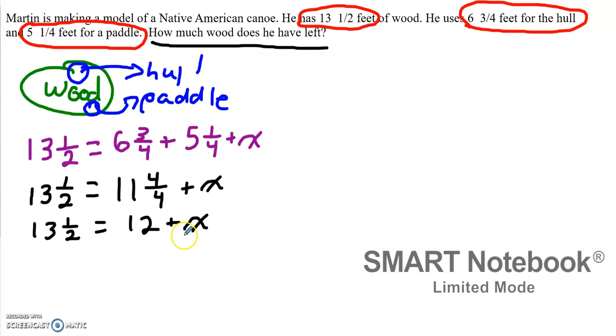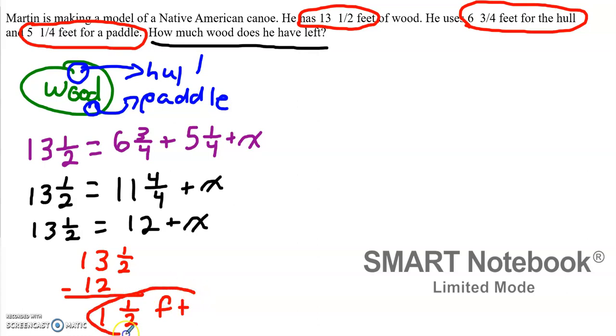I could either do guess and check, 12 plus what number is going to give me 13.5. Or I could do the inverse operation. The inverse of addition is subtraction. So I can subtract these two numbers. So I have 13.5 minus 12. 1/2 minus 0 is 1/2. And 13 minus 12 is 1. So I have 1 1/2 feet left over.